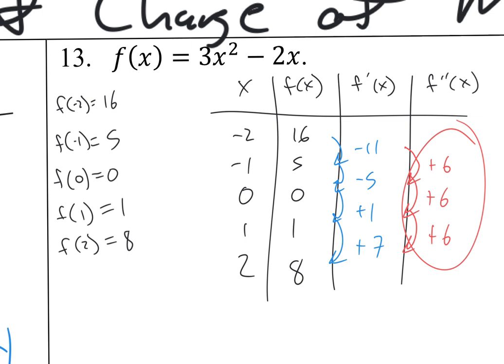And from there, now I'm asking for the rate of change of the average rate of change. Well, from negative 11 to negative 5, that's an increase of 6. And then from negative 5 to 1, that's an increase of 6. And then from 1 to 7, that's an increase of 6. So we get this constant again of positive 6. All right, let's go to the last question.